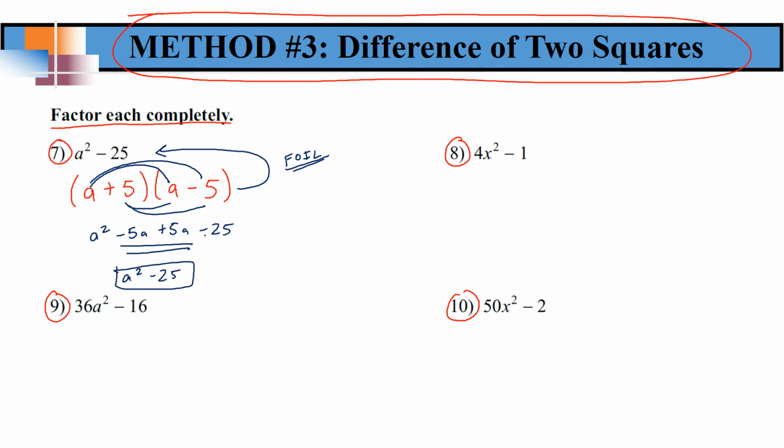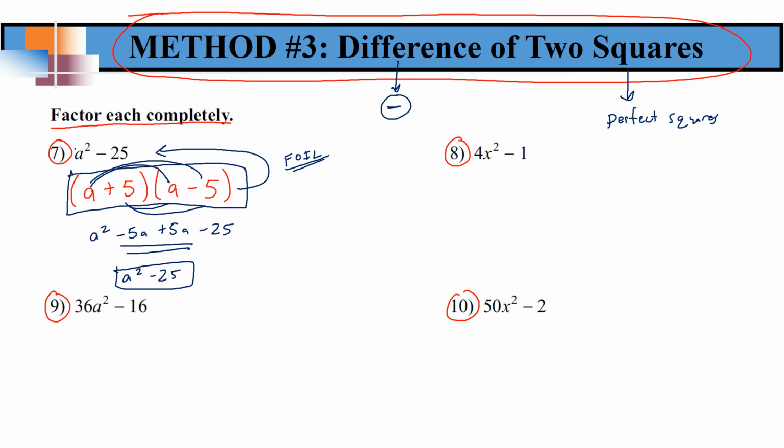So here's what that tells you. When you see a difference of 2 squares, you might be wondering, how do I know it's a difference of 2 squares? Well, let's decode it. Difference means subtraction. Squares mean perfect squares, right? The difference of 2 perfect squares. A squared is a perfect square. 25 is a perfect square. If you see the difference of 2 squares, you will factor it like this, what I have boxed in.